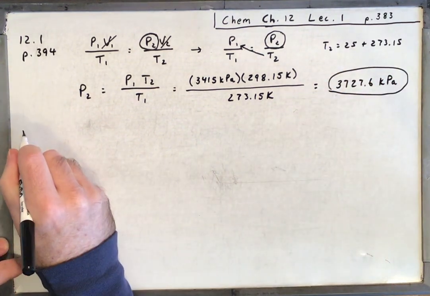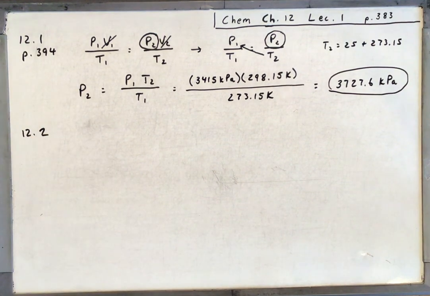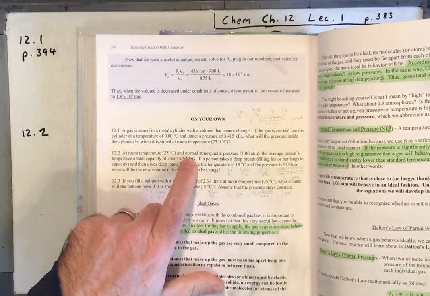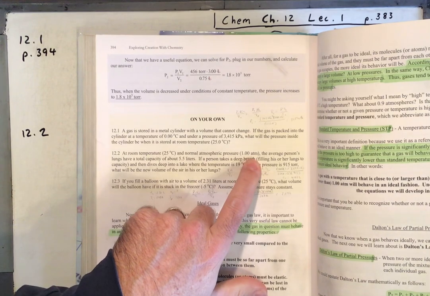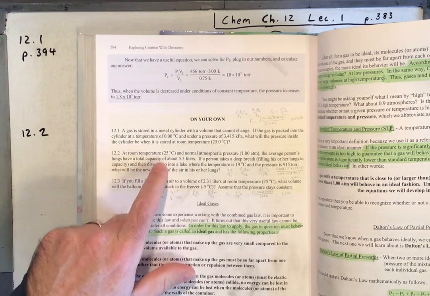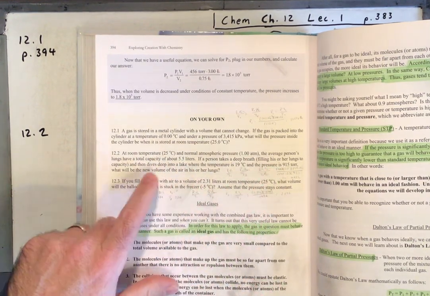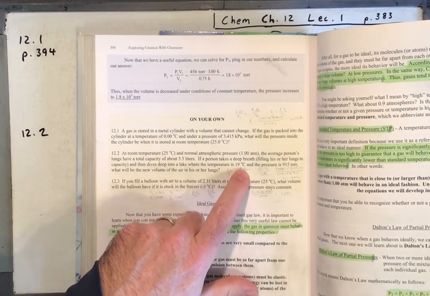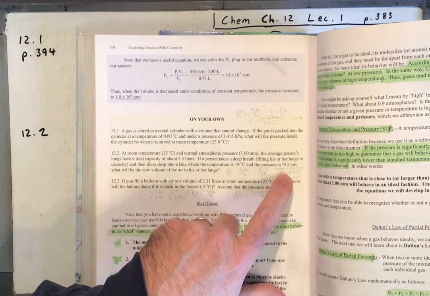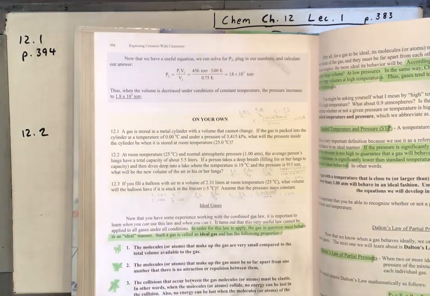All right, let's do 12.2. Right underneath 12.1 says at room temperature, a normal atmospheric pressure is 1 atmosphere. All right, our pressure units were in kilopascals, now they're in atmospheres. The average person's lungs have a total capacity of 5.5 liters. If a person takes a deep breath and dives into a lake where the temperature is only 19 degrees C and the pressure is 915 torr, what will the new volume of the air be in his or her lungs?